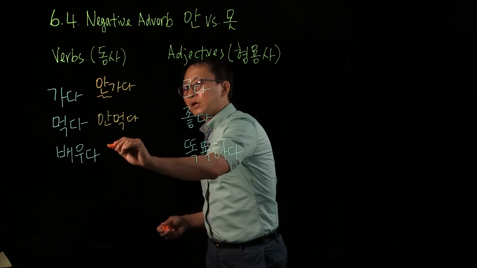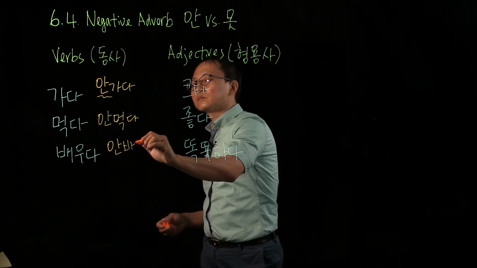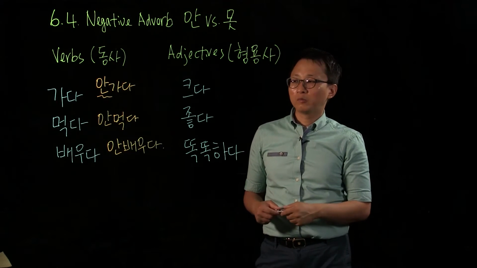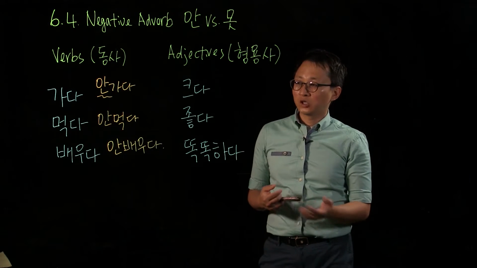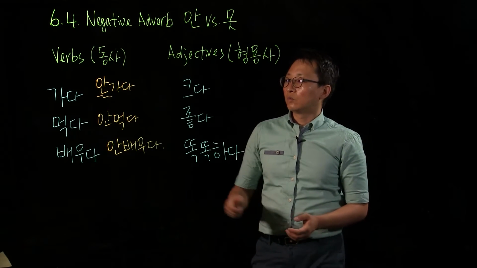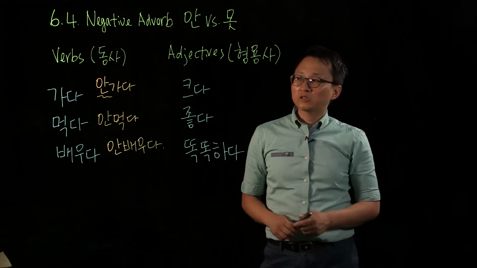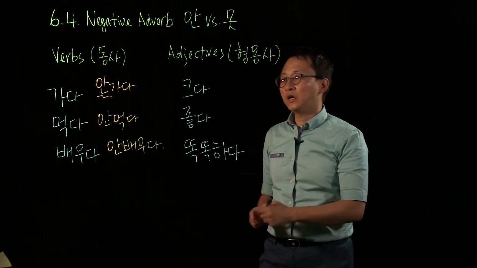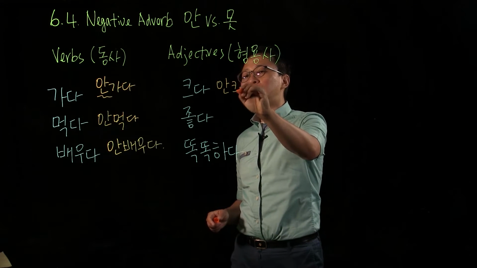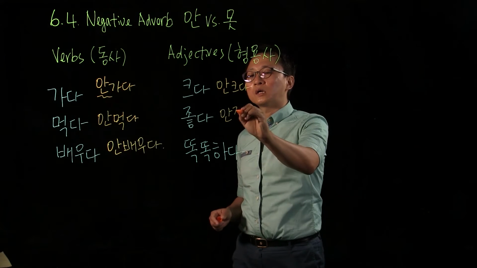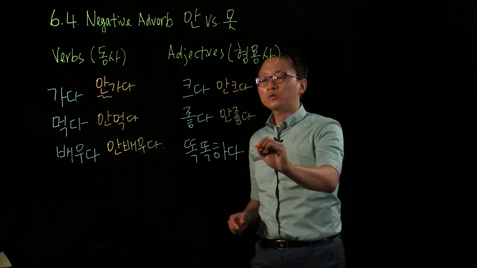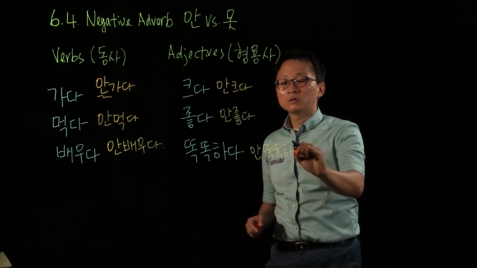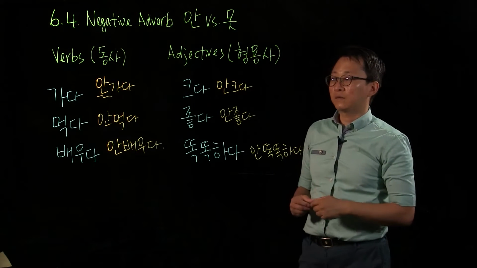그 다음에 뭐 안 배우다. 제 친구는 한국어를 안 배워요. My friend does not learn Korean. 그렇죠? 예. 그다음에 안 is very simple and adjectives are too. 크다, big, 좋다, good, 똑똑하다, smart. So not big 그러면 안 커요. 안 크다, 안 좋다, 안 똑똑하다. 그래서 just simply do not meaning, right?